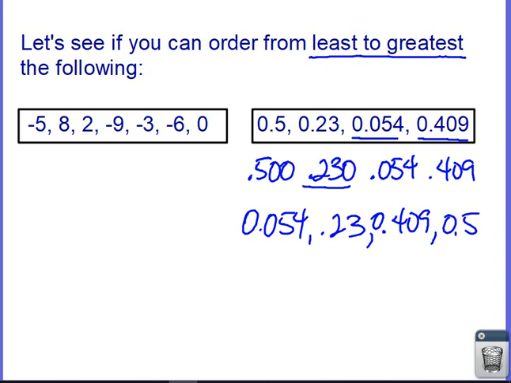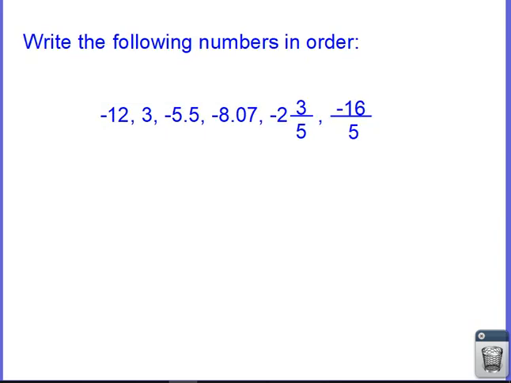Okay, so let's start off with now about a 7th grade problem. Maybe 8th grade with this particular one.